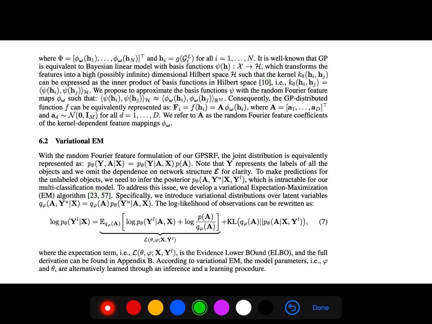Now we propose to approximate the basis function psi with random Fourier feature maps. With random Fourier feature formulation, the joint distribution is equivalently represented like this. And y represents the labels of all objects, and we omit the dependence on the network structure E for clarity. Now, to make predictions for the unlabeled objects, we need to infer the posterior, which is intractable for our multi-classification model. We develop a variational expectation maximization algorithm. Specifically, we introduce variational distributions q over latent variables. The log likelihood of the observations can be written like this. So this L is just the evidence lower bound that you have seen several times.